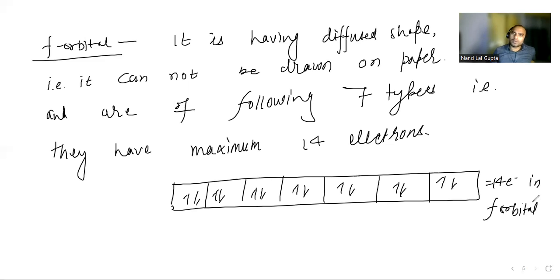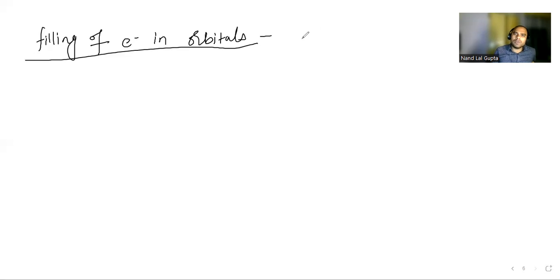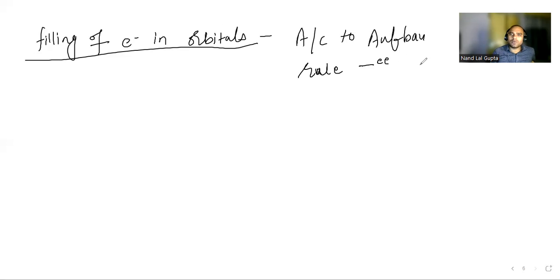Yes, sir. Done. Okay, now let us go with the next topic, filling of electrons in orbitals. So how do we fill? According to the Aufbau rule. We have to fill according to the Aufbau rule. Okay, what is the Aufbau rule?